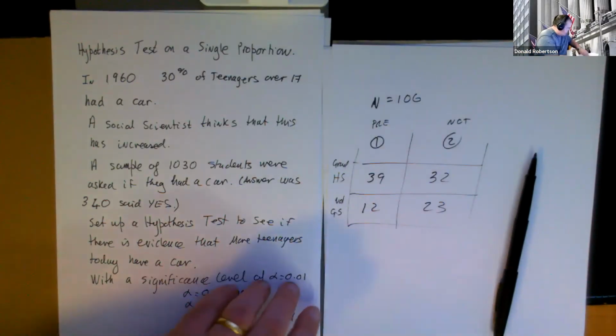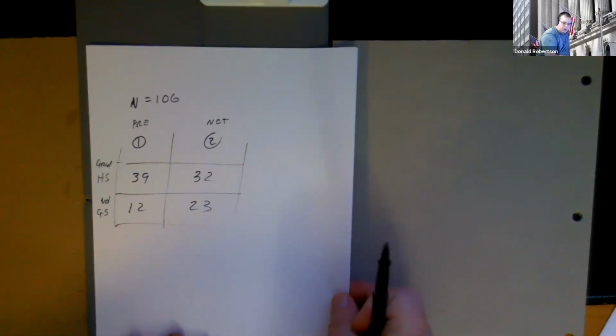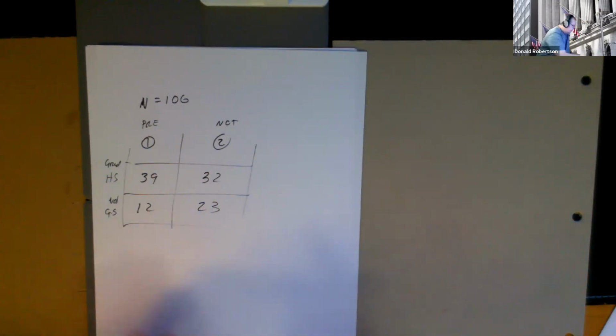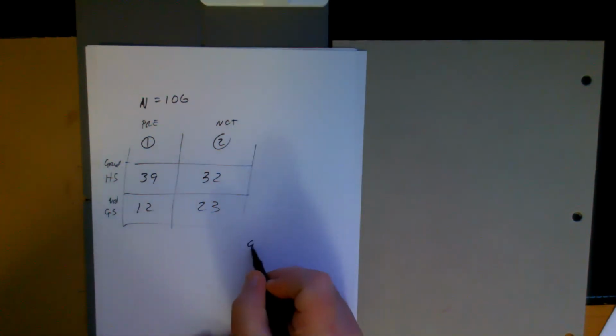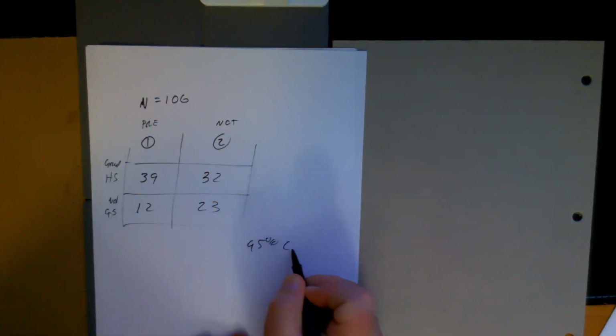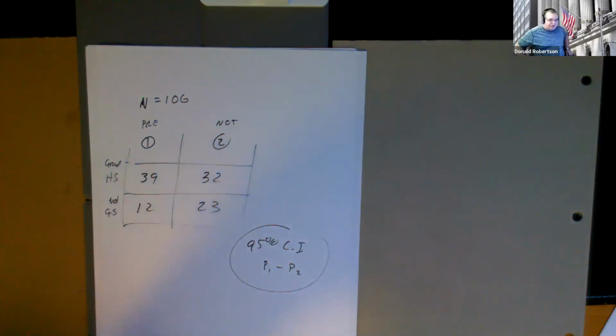Okay, so in our story, we're going to find a confidence interval. What size did they want? A 90%, a 95, a 99? What did they ask for? It says calculate the 95% confidence interval for the difference between P1 minus P2. Okay, so that's what we're going to get. So let's get some labels going here.